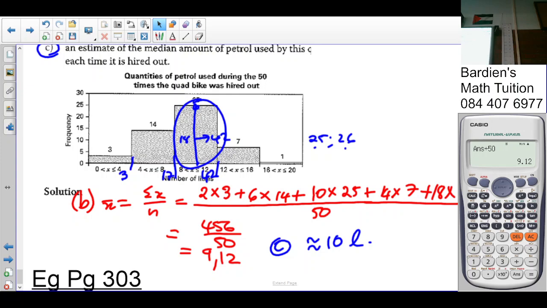Okay. See that long table thing? You don't have to draw the table. Just do it the way I did it. The quad bike was used 50 times. The median is the average, which is the mean of the 25th and 26th reading. Count down the frequency column to see that both these readings lie in the interval from 8 to 12. Taking the midpoint of the interval, we estimate that the median would be 10 liters. Okay, that's exactly what we considered. Alright, you guys okay with that?